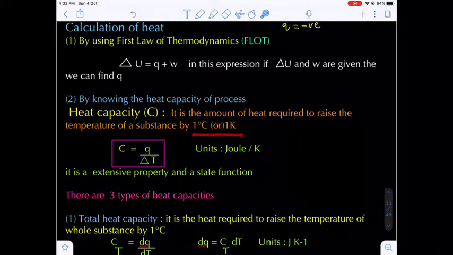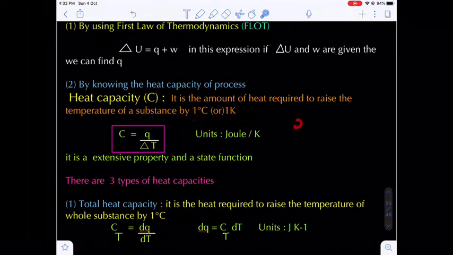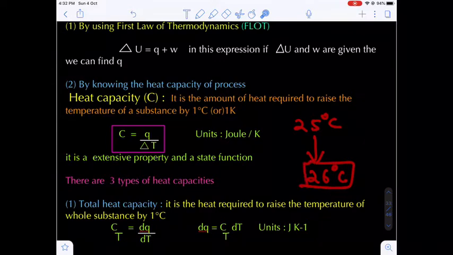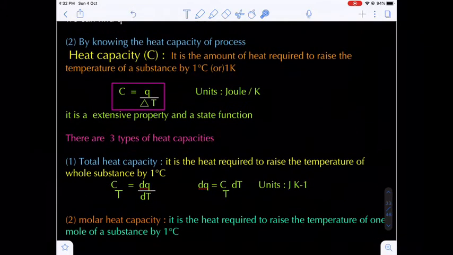Let's suppose I have a substance at 25 degrees Celsius. Now I want to increase the temperature of the substance by 1 degree Celsius. That means initially the substance is at 25 degrees Celsius, and now I am raising the temperature by 1 degree centigrade. Then how much heat do I have to supply? That is called heat capacity.